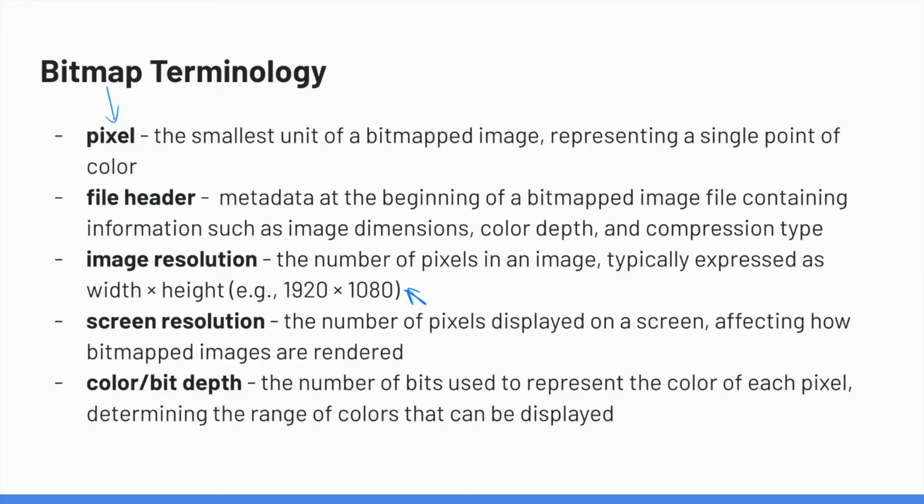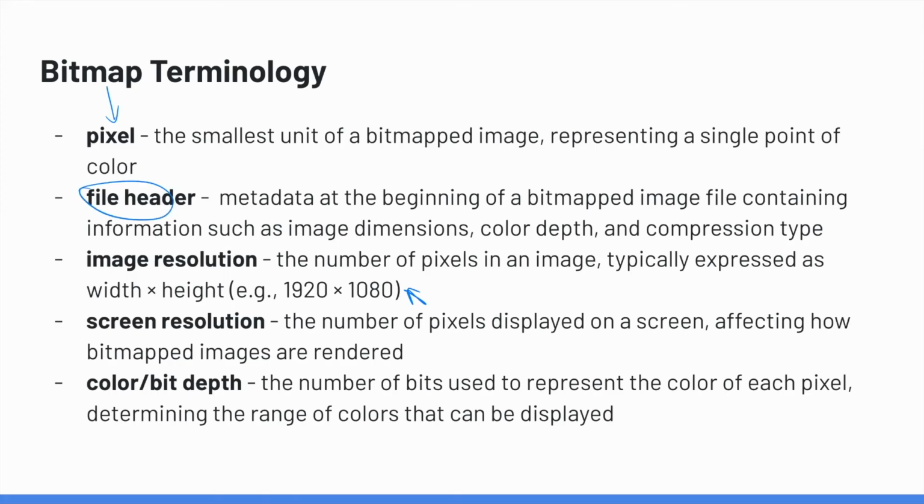And this basically means that we have 1920 pixels as the width, 1080 pixels as the height for a screen. And so that basically represents the size of images that we can display. And each pixel will have a certain number of bits attached to it to display an image. Anyways, we have pixels, we have file headers.